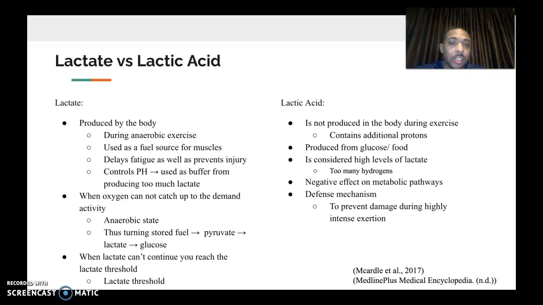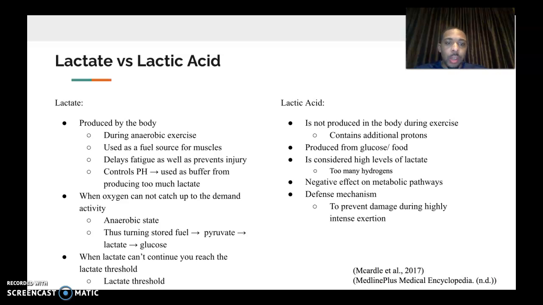So lactic acid is something that is not produced in the body. It's actually produced as a breakdown from your glucose molecules. And what it is, is just an added hydrogen proton attached to lactate. So lactate is pretty much the base of lactic acid, and high levels of lactate become lactic acid when it has too many hydrogens within the end product or within the bloodstream.